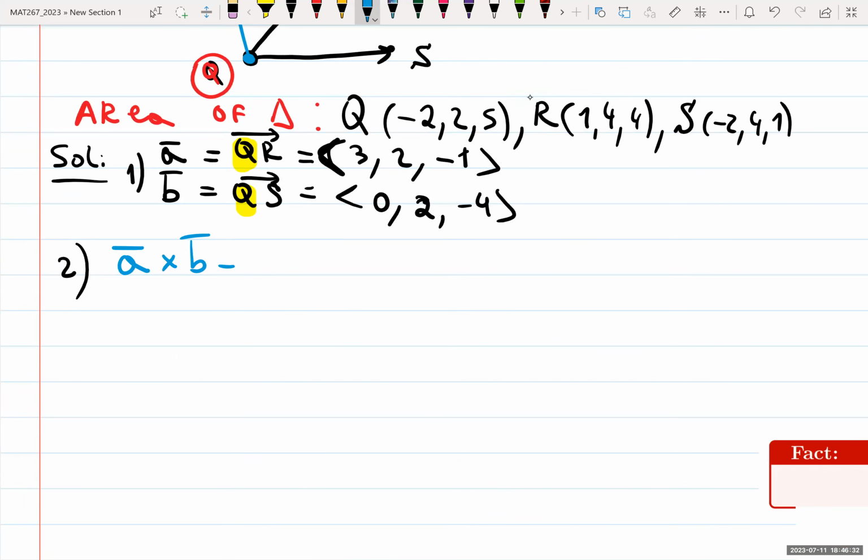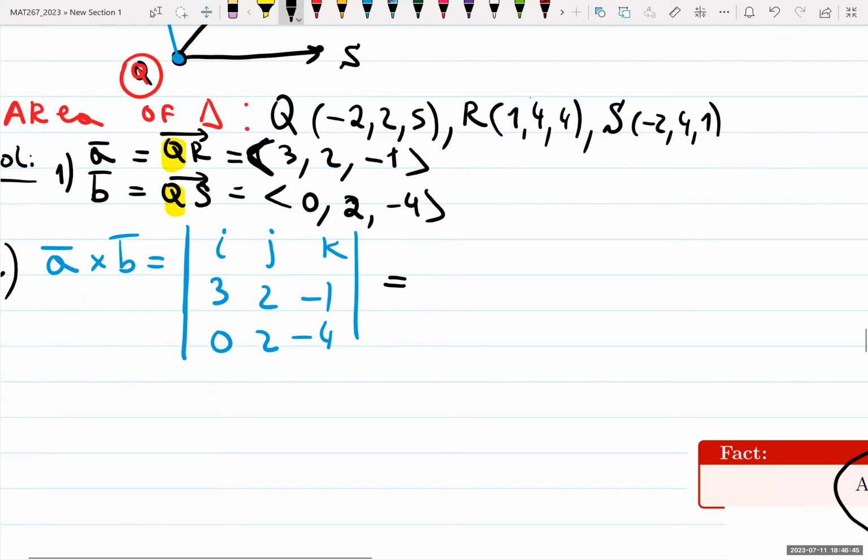A cross B is, very quickly, I, J, K, or in order 3, 2, minus 1, 0, 2, minus 4, like so. Set it up, start writing it down. So I goes first, and it's a vector. Then imagining it, I teach it several ways, but the way it's fun to teach is there's a bomb happening at I. The bomb destroys everything in the row and everything in the column. So whatever is left, you do the cross product.